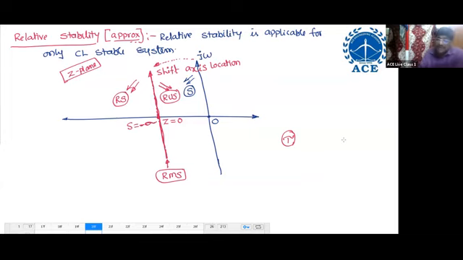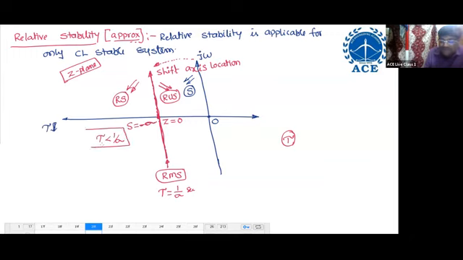So, for example, on this line, what is the time constant? This is minus sigma. The time constant is minus 1 by minus sigma, that means 1 by sigma. So the time constant is 1 by sigma seconds. If you are relatively stable, what happens? As the poles move left, the time constant decreases. That means relatively stable, the time constant becomes less than 1 by sigma.